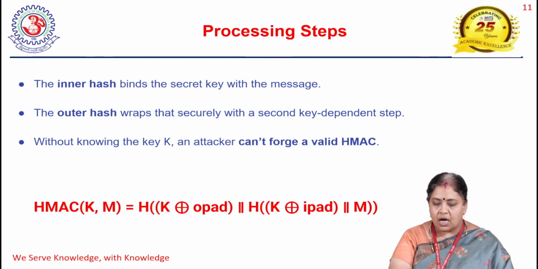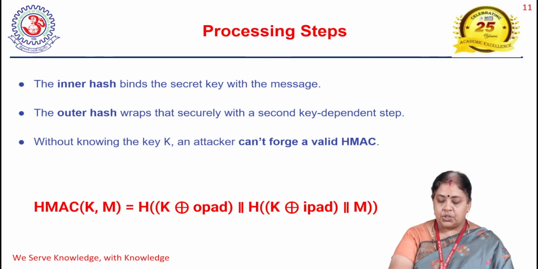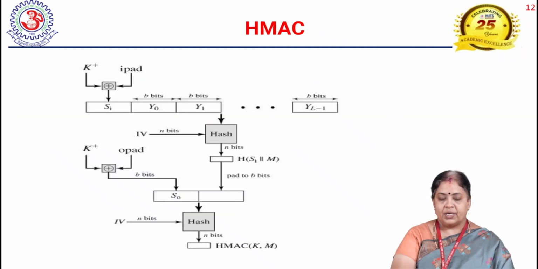The hash output is XORed, concatenated with the key and the O part, and the whole thing has to be given to the hash function in order to generate the final HMAC. That we will show diagrammatically also. See here we have a key, that is a secret key.